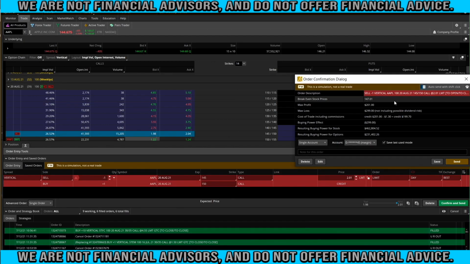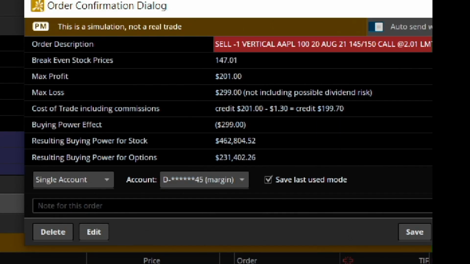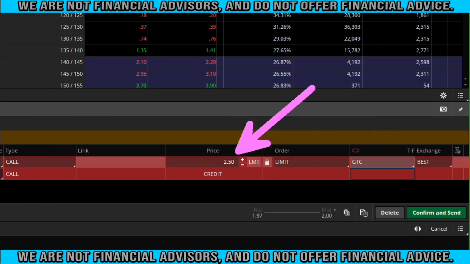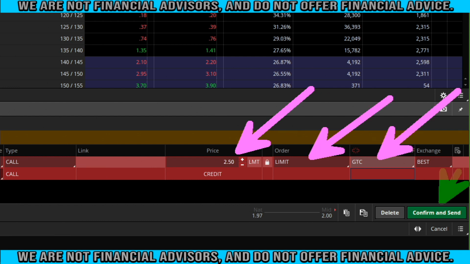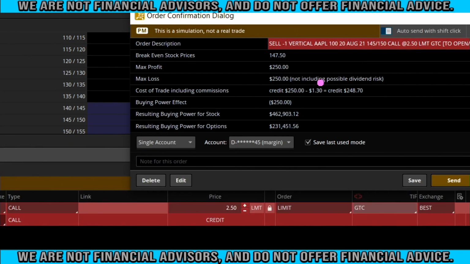So let's look at the way the current setup is. They're wanting to give you the trade for $2, meaning your max loss will be $300 and your max profit will be $200. Your break even is $147. But if you move this up to $2.50, like the alert says, limit order, good till cancel, then press your confirm and send, the order should change.